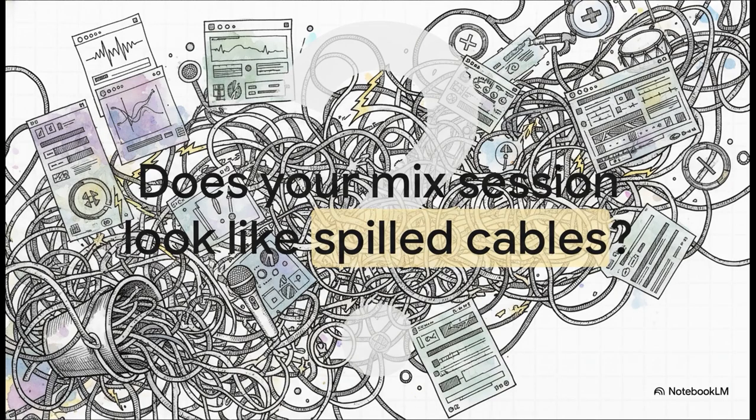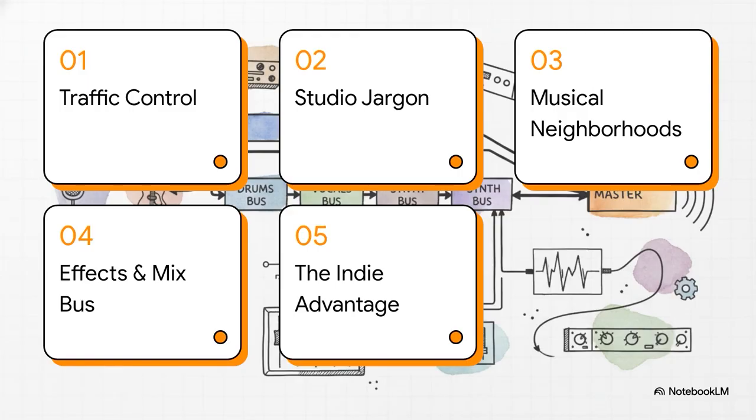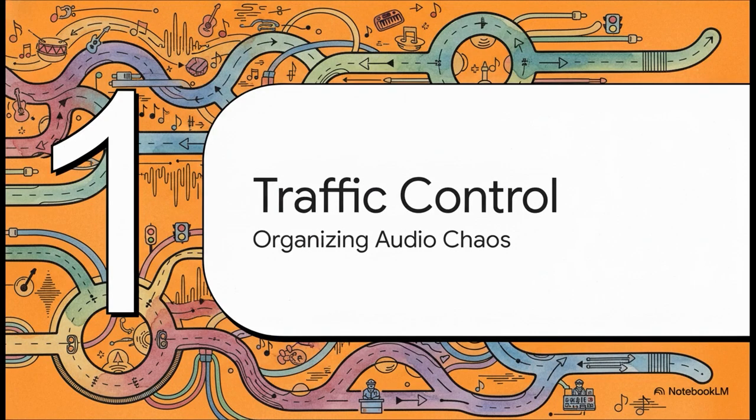It's a nightmare. Okay, let's dive right into our roadmap for today. We're going to start with mixing as traffic control, then decode some of that studio jargon, build what we call musical neighborhoods, look at effects and the mix bus, and finally wrap up with the real indie advantage. Let's get into it. Section 1.